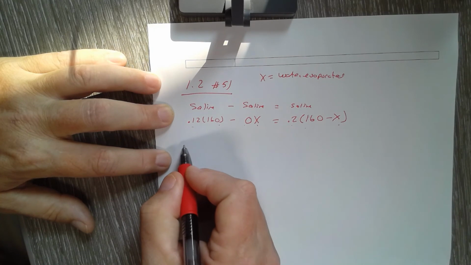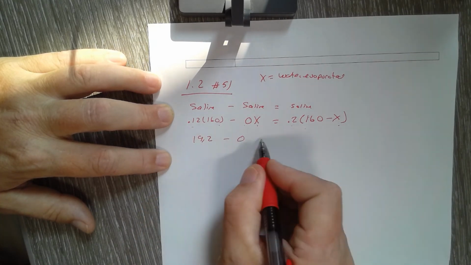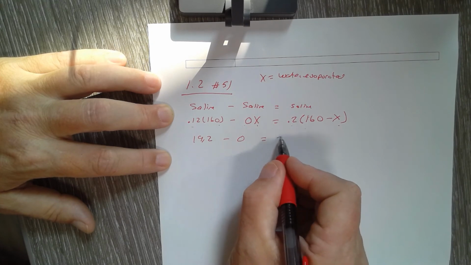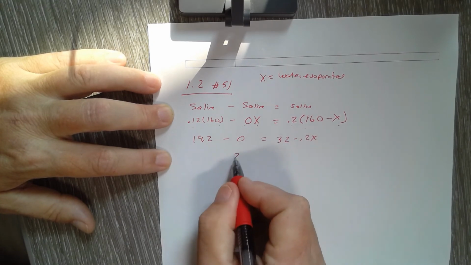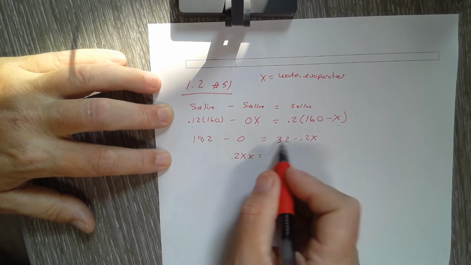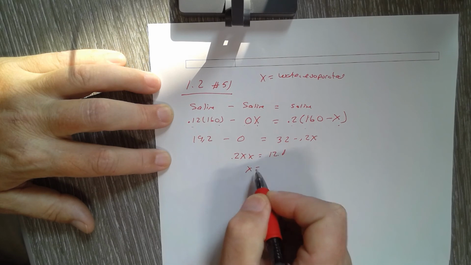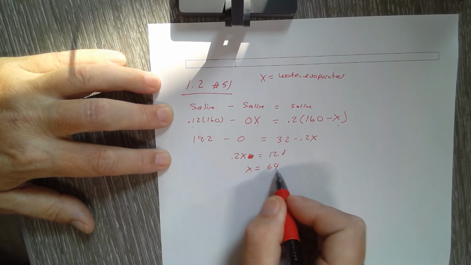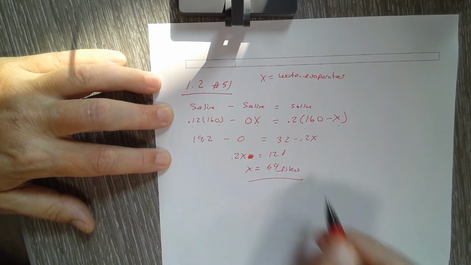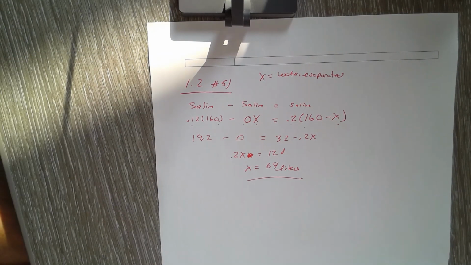I get 0.12 times 160 is 19.2. That's zero. This is going to equal 32 minus 0.2x. Move the 0.2x to this side. 32 minus that is 12.8. And divide. 0.2x, there we go. Divide it out, and I get 64 liters. So I have to take away 64 liters of water to change a 12% solution to a 20% solution.